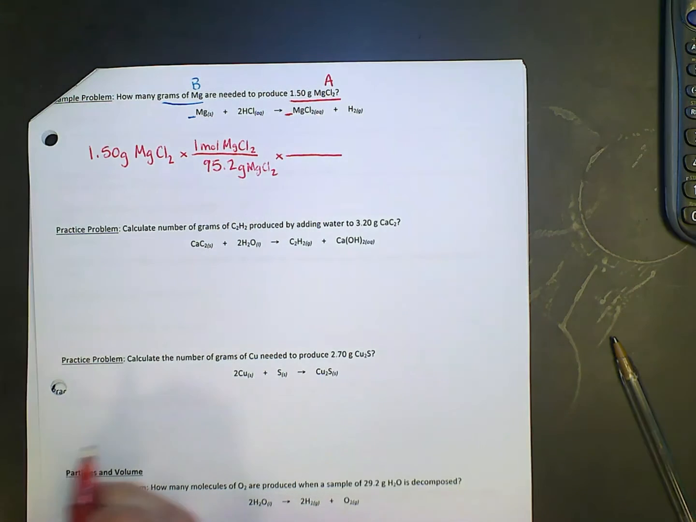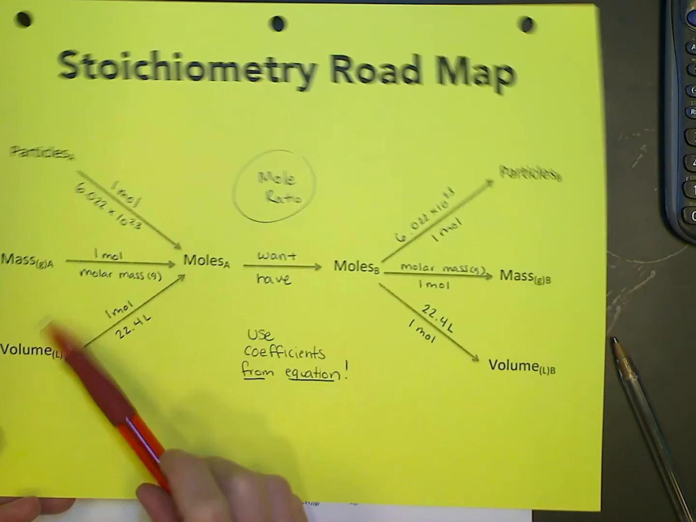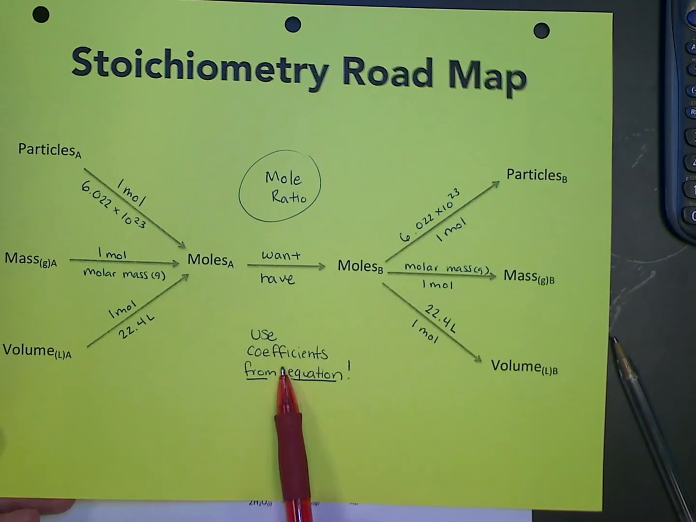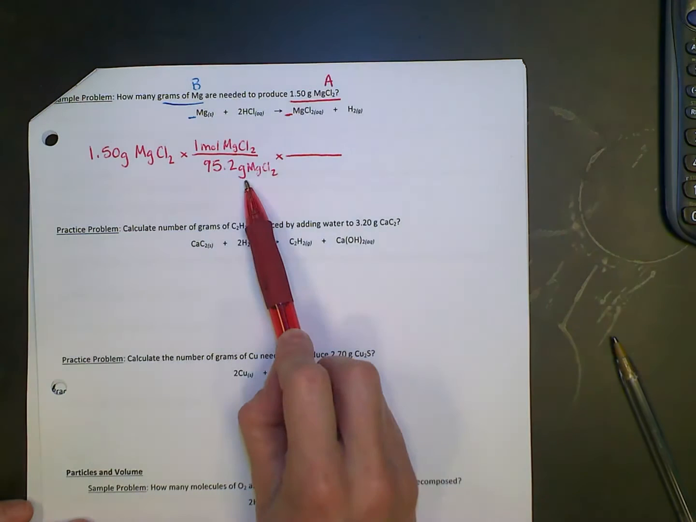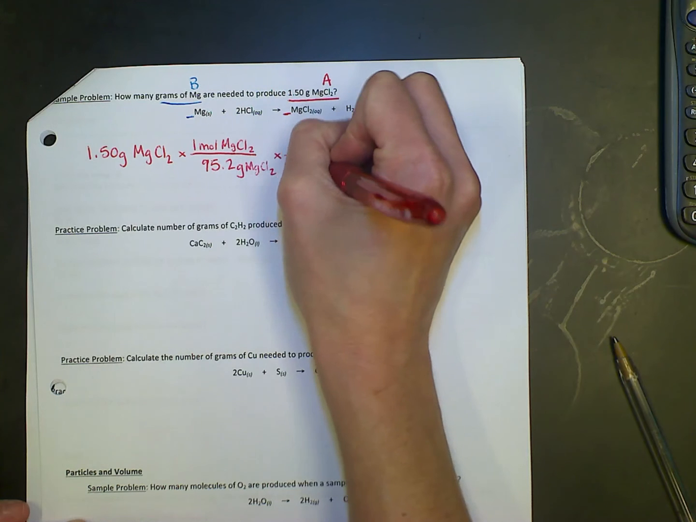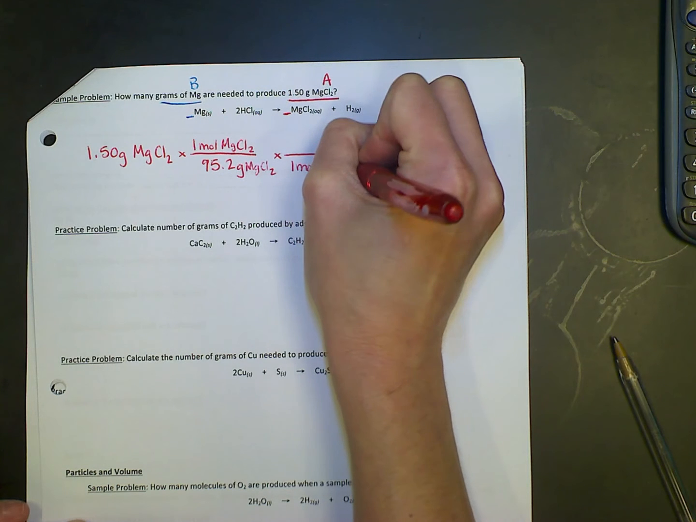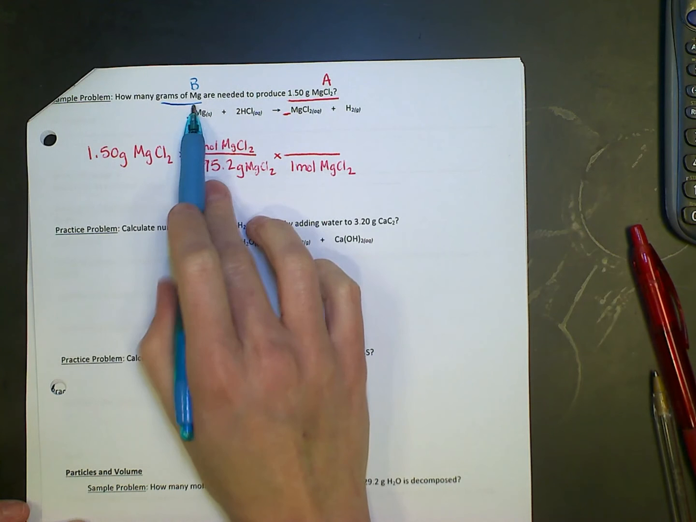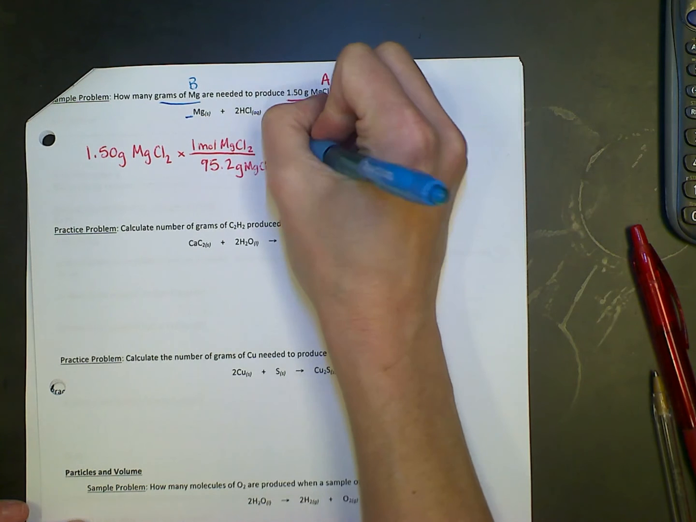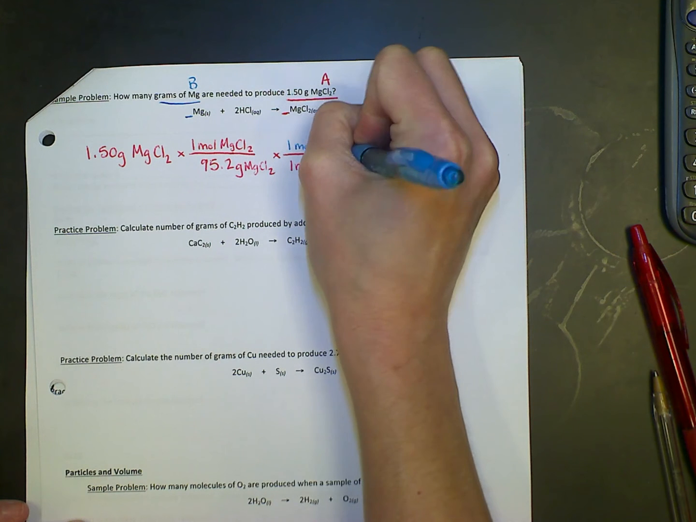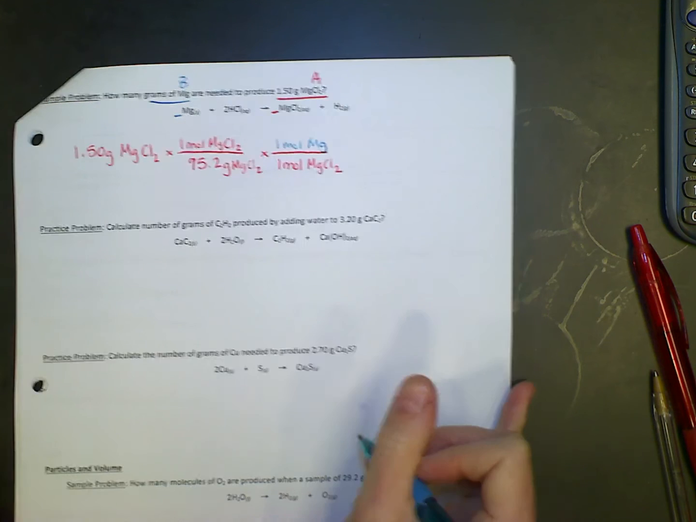On to our next conversion. Our next conversion, so we just did this one. Here's our next conversion. It's going to be the mole ratio step using the coefficients, want over have. So we have MgCl2, that's a coefficient of 1, so 1 mole MgCl2, and then we're going to have what we want on top, and that's a coefficient of 1 as well, so 1 mole of Mg on top. So that was our second conversion.